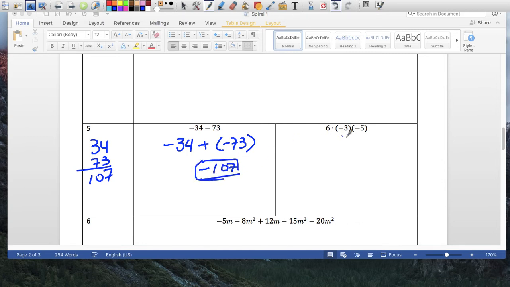Over here, it's not the multiplication that we're concerned with. It's you knowing what the sign is going to be. So we have a positive and two negatives. A positive times a negative is going to be a negative, and then a negative times this negative is going to be a positive. So the whole thing is eventually going to be a positive number. 6 times 3 is 18. 18 times 5 is 90. So the answer to this is positive 90.